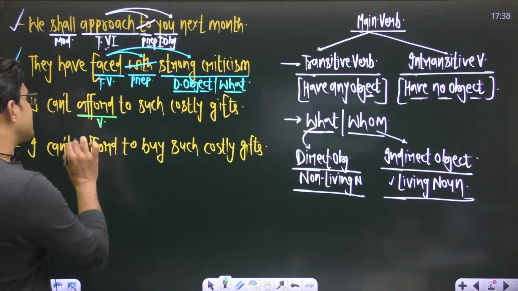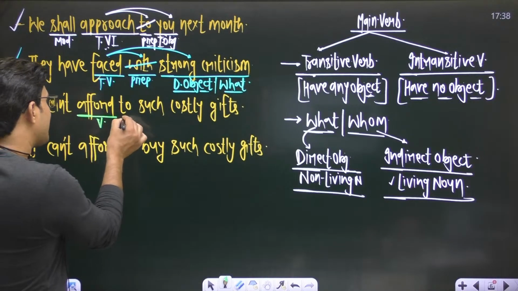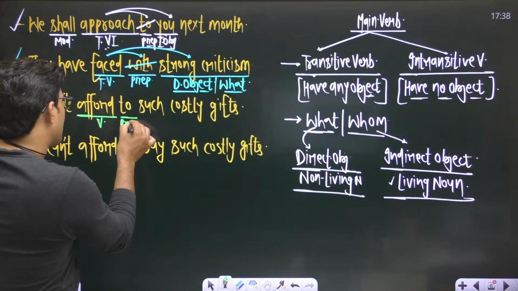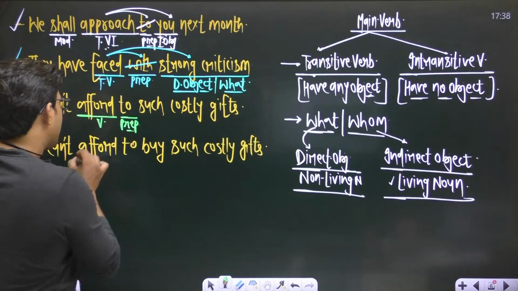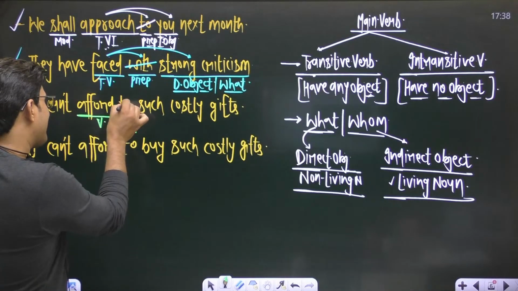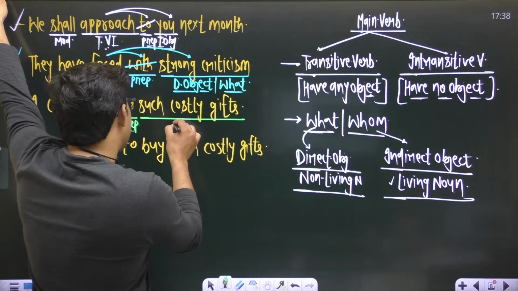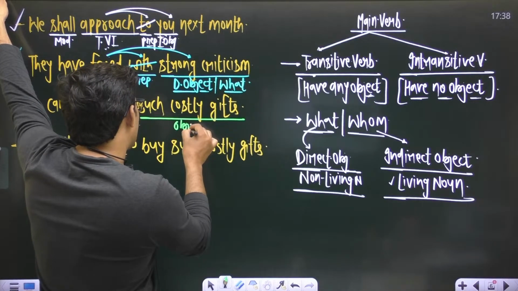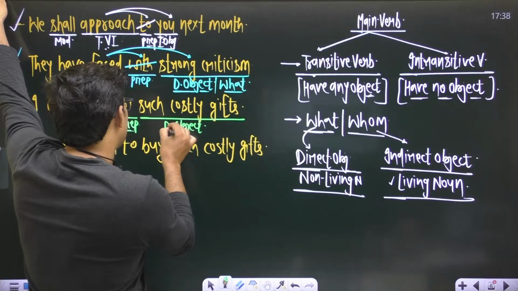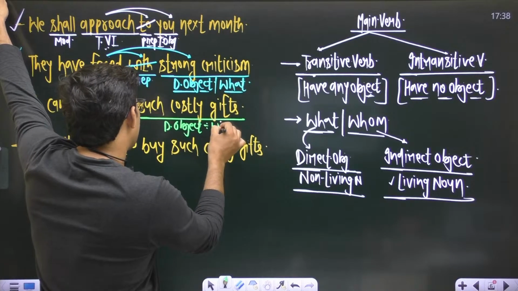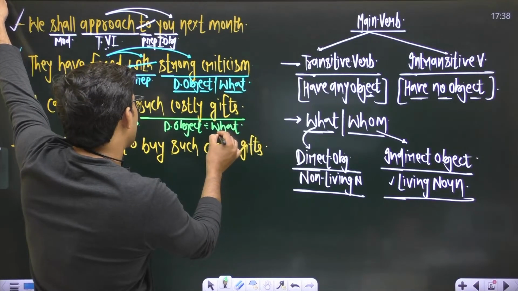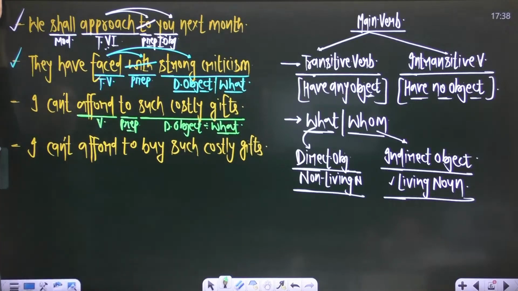This verb can be transitive or intransitive. If it is intransitive, intransitive verbs are followed by a preposition. And if this verb is transitive, we have to drop to. Transitive verbs are followed by an object, and this object, such costly gifts, can be a direct object, and this can be the reply of what. It can't be the reply of whom.